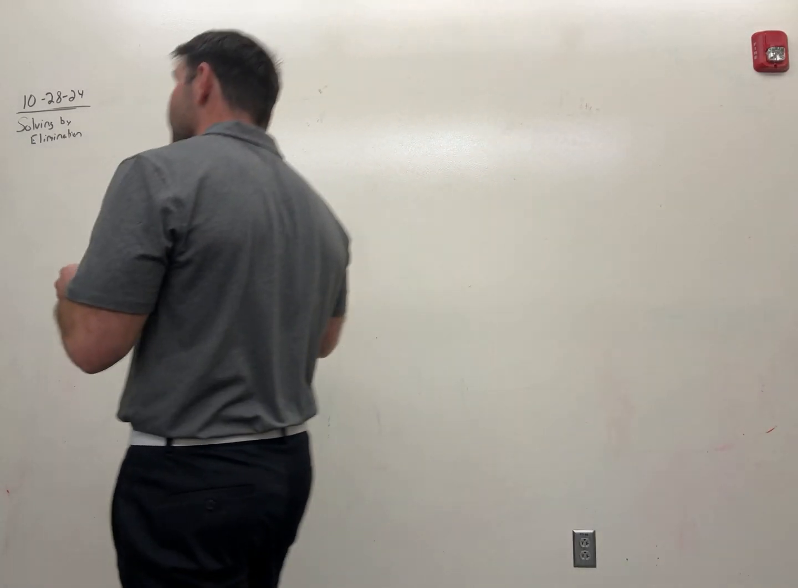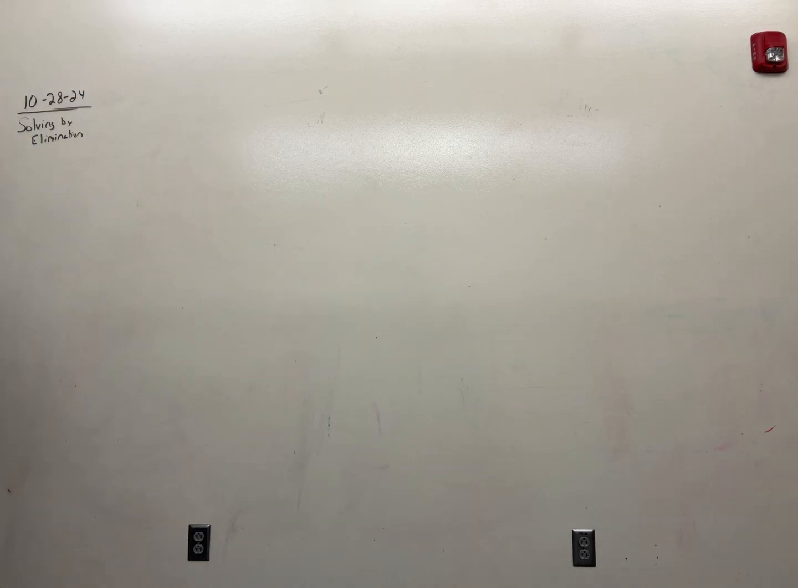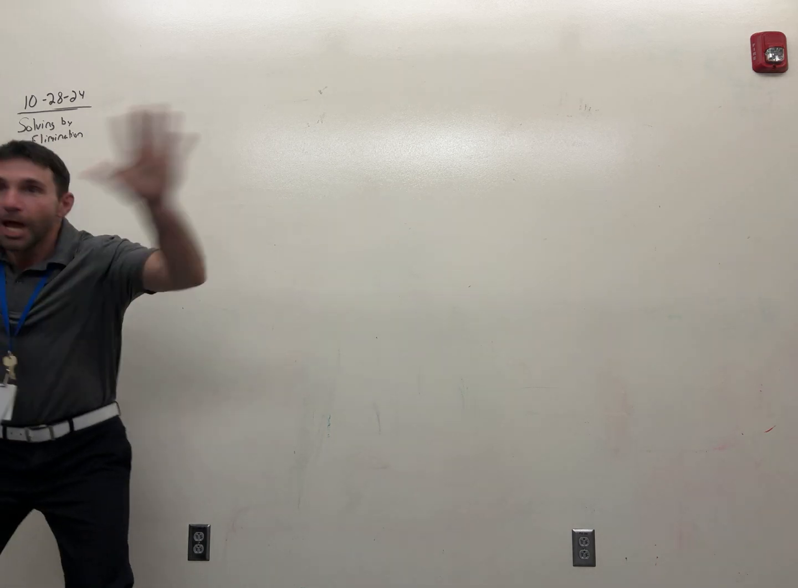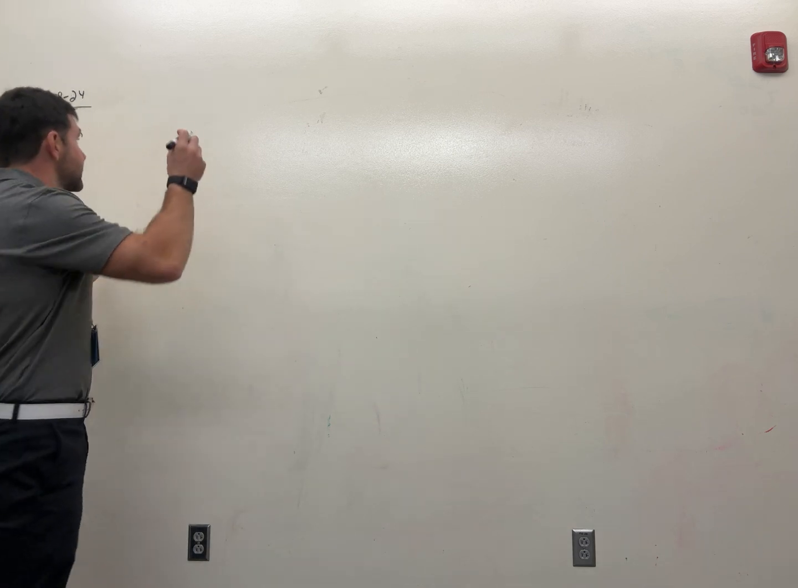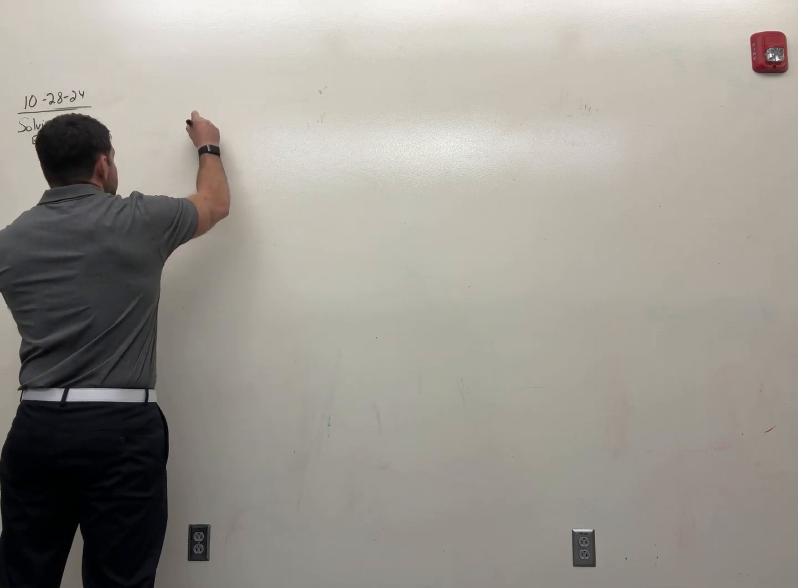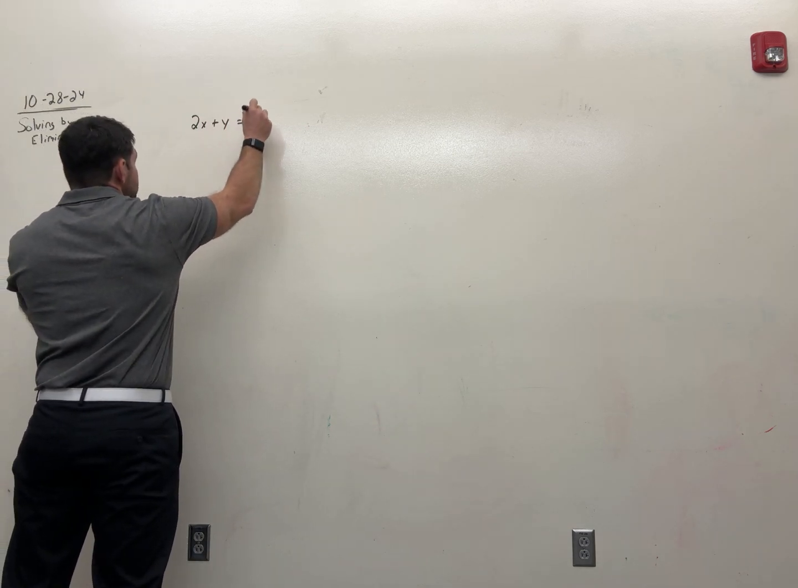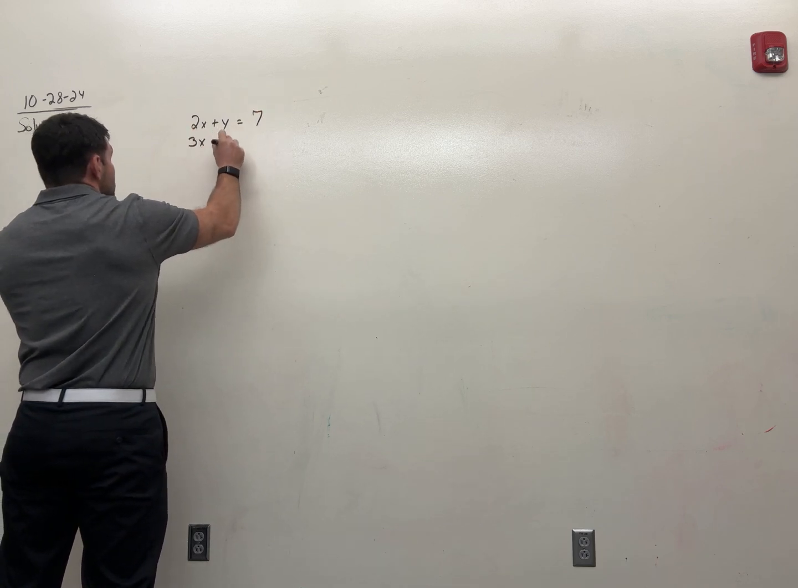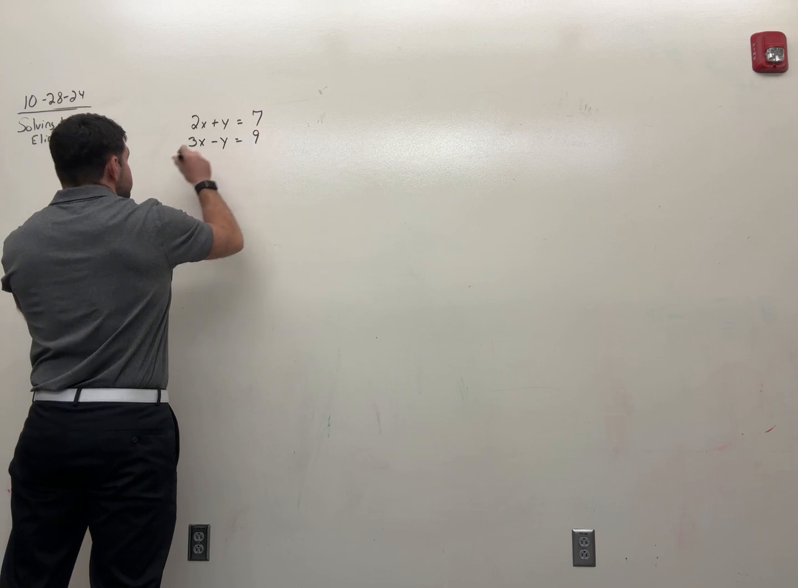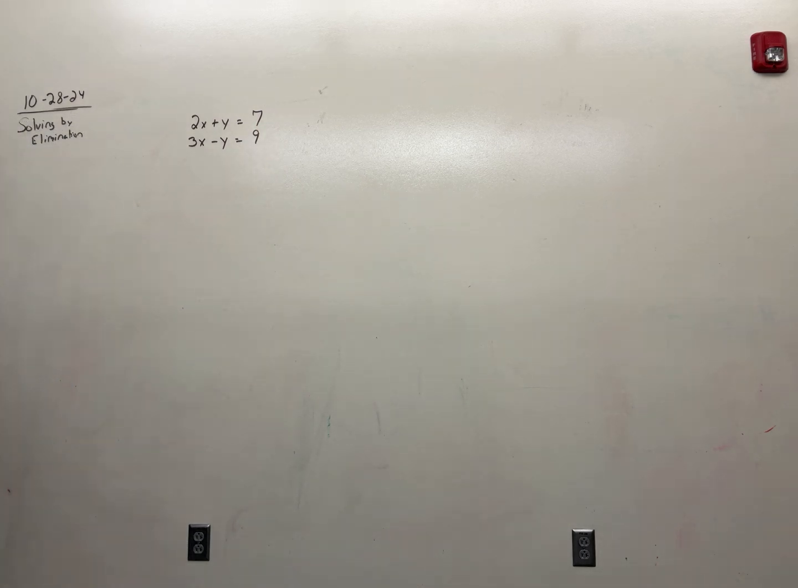It's fine. Solving by elimination. I love elimination, okay? I call it math magic because it's, now you see it, now you don't. It's like a disappearing act, okay? So let's start off easy. Let's go 2x plus y equals 7, 3x minus y equals 9. We might get a fraction, and that's fine.